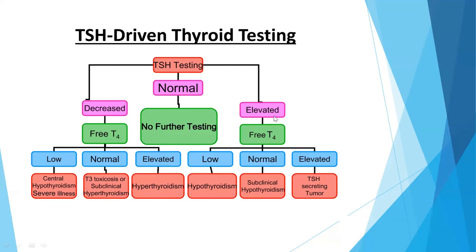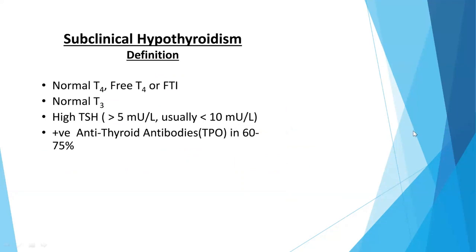When the TSH is elevated, then we just go for the free T4 again. If the TSH is elevated and the T4 is also elevated, then that is the TSH secreting tumor. Now, if the TSH is elevated and T4 is low, then this is the primary hypothyroidism. So what is the subclinical hypothyroidism? If the person has normal free T4 and normal T3, but he or she has high TSH in the presence of positive antithyroid antibodies, then that is called the subclinical hypothyroidism.